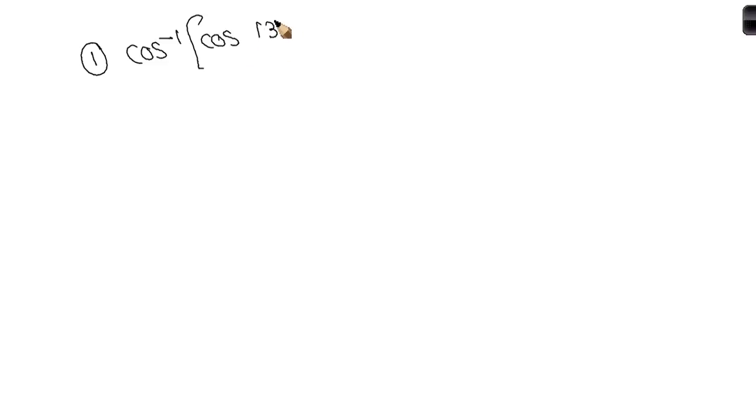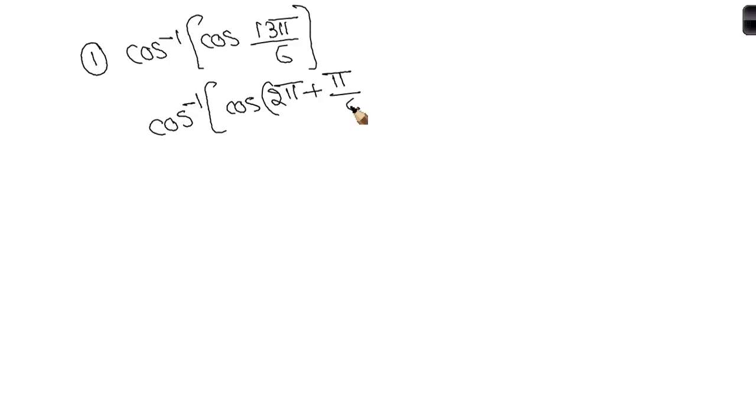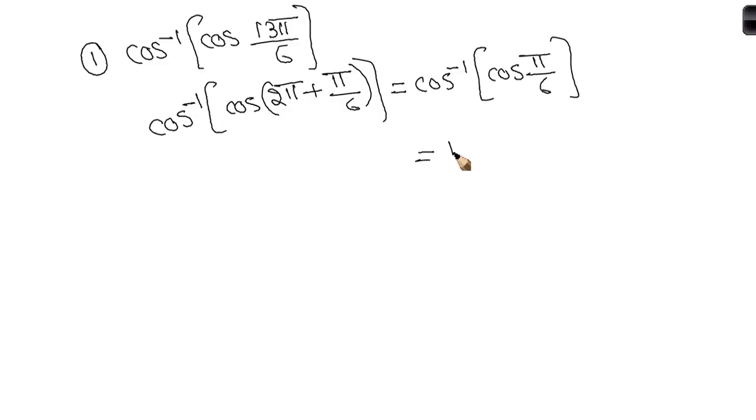So 13 pi upon 6 can be written as cos inverse of 2 pi plus pi upon 6. That would be cos inverse of cos of pi by 6, which is equivalent to pi upon 6. This is the answer for the first one.